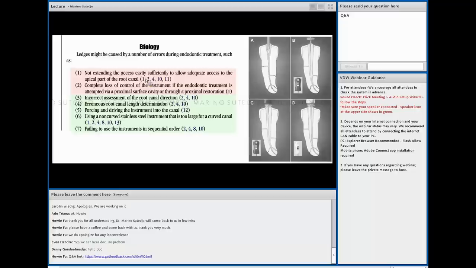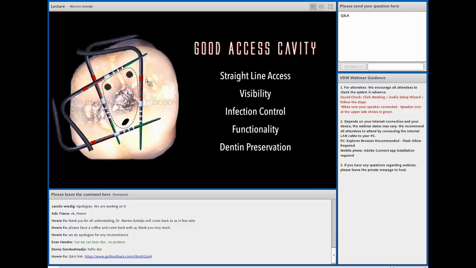We don't have sufficient room to see and to be able to control our instrumentation. So the problem of ledges may look like an error in our instrumentation, but actually, before our instrumentation, we need to create our access cavity. And because of access cavity problems, we can create our instrumentation problems. So what is actually a good access cavity?